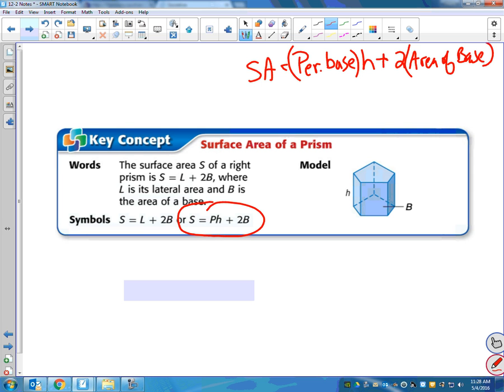Not yet, but after. Alright, so again, if you forgot this, which I think I'm going to give it to you on the test, but you could always just figure that out, that you could just take the area of everything and add it together. Again, this is supposed to be a quicker way to do it. So let's look at it.